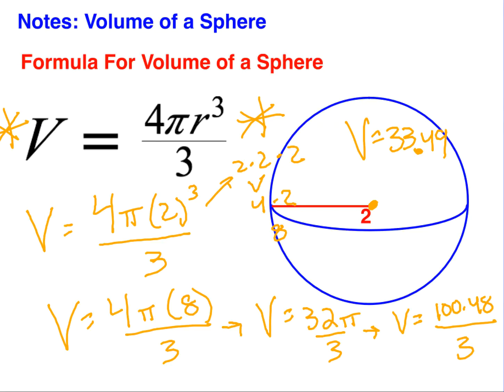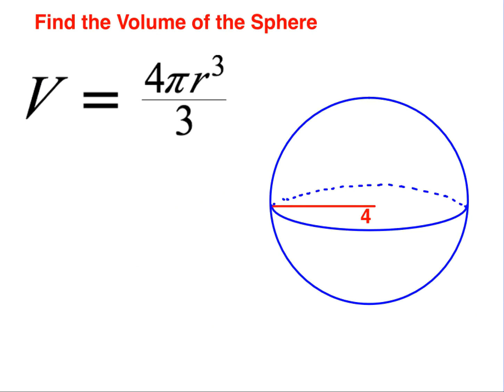Okay, let's look at another one. So here, I got to find the volume of a sphere. I have a ball. Here's my sphere. And that sphere has a radius of 4. So I just need to take that and plug it in for r into my formula. So 4 pi times 4 cubed over 3.